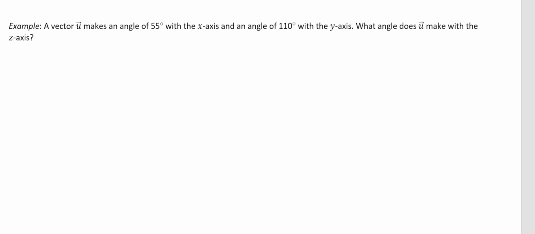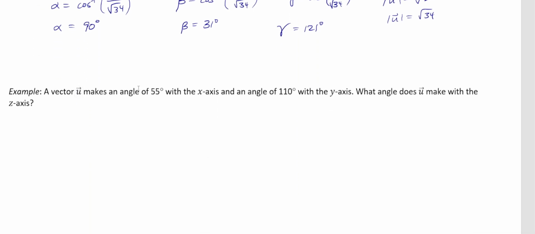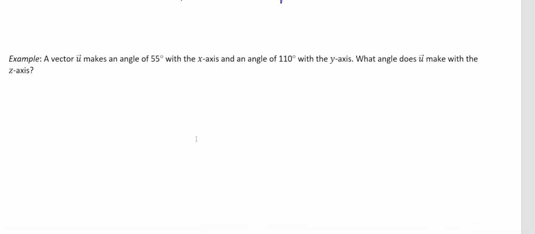Okay, in this example, a vector u makes an angle of 55 degrees with the x-axis and an angle of 110 degrees with the y-axis. What angle does u make with the z-axis? You can see that I'm given some direction angles for vector u. So recall that I have this formula that I can use: cosine squared alpha plus cosine squared beta plus cosine squared gamma is equal to 1.